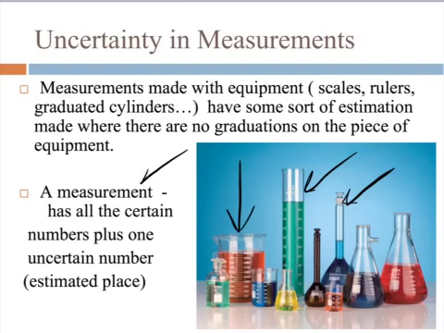So all measurements, let's focus here, basically have a certain amount of numbers, and you get one extra number that is a guess, and we call that the uncertain number. It is what we estimate, it is the estimated place.